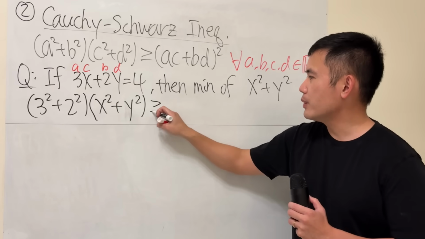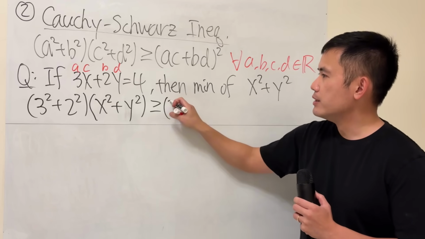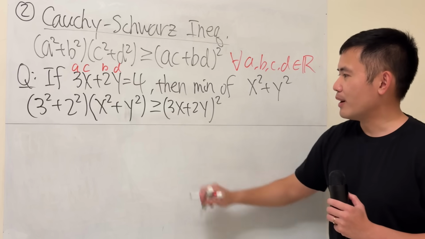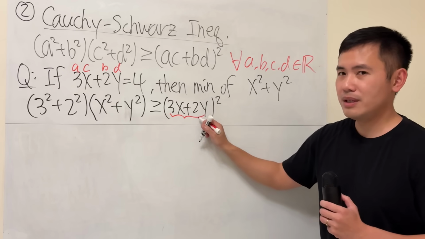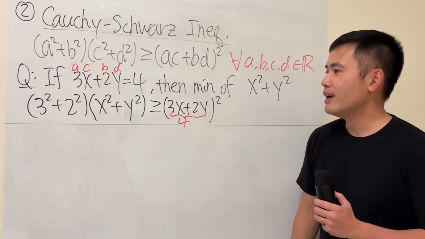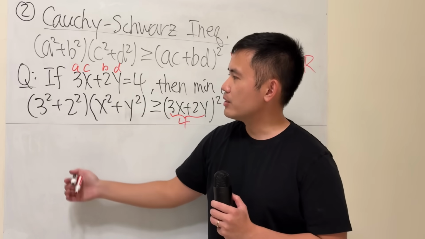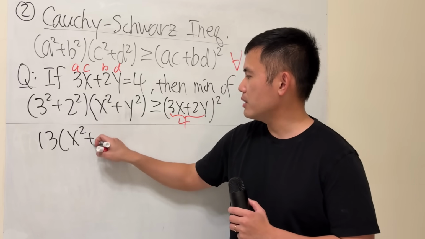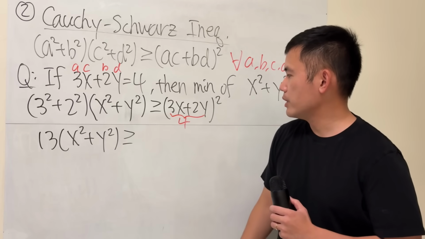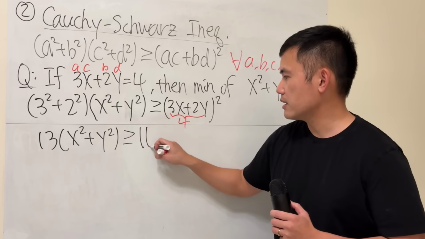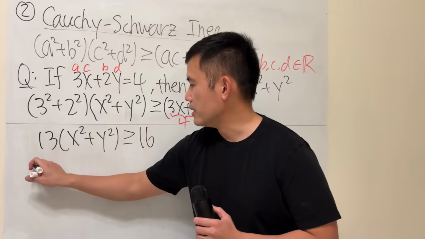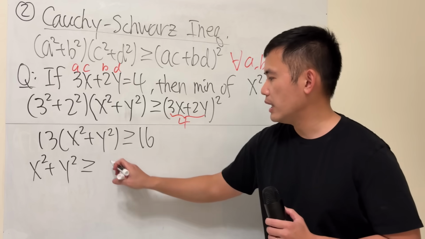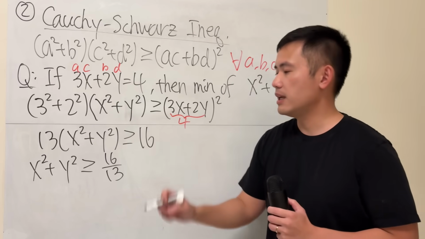And it is going to be greater than or equal to this part, which is 3x plus 2y, and then you square that. Now, the inside here is really just going to be the given value 4. And then right here we can work that out. This is just going to be 9 plus 4, which is 13, and then multiply that by x squared plus y squared, and that's greater than or equal to 4 squared, which is 16. And as you can see, we can divide 13 to both sides. X squared plus y squared has to be greater than or equal to 16 over 13.